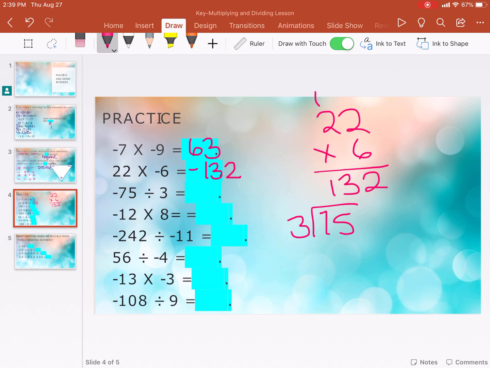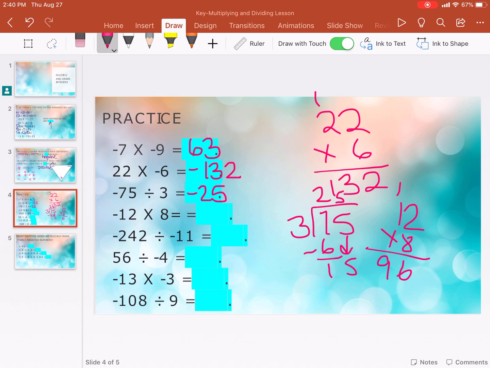75 divided by 3 goes in 2 times. Bring down the 5. The answer is negative 25. 12 times 8. 8 times 2 is 16. Plus 1, 96. And it's a negative and a positive, so it's a negative. And then 242 divided by 11. A negative and a negative, so it's a positive 22. 56 divided by 4 goes in 1 time. 4 times 4. And then that's a negative and a positive, so it's a negative 14.